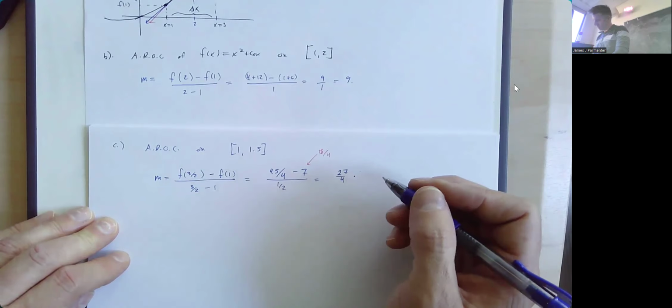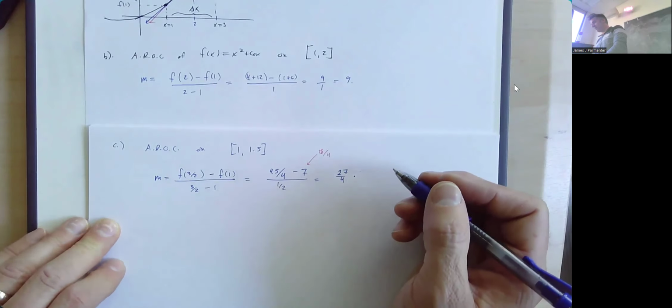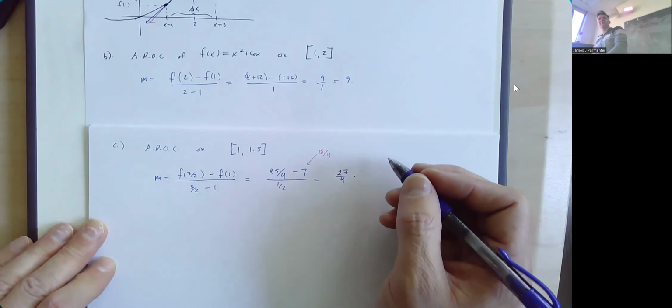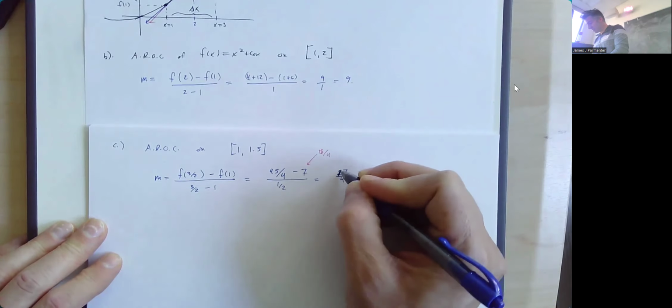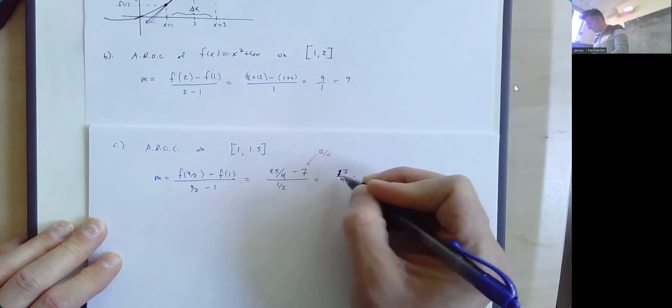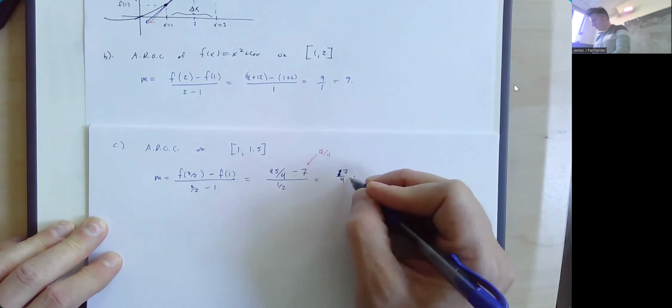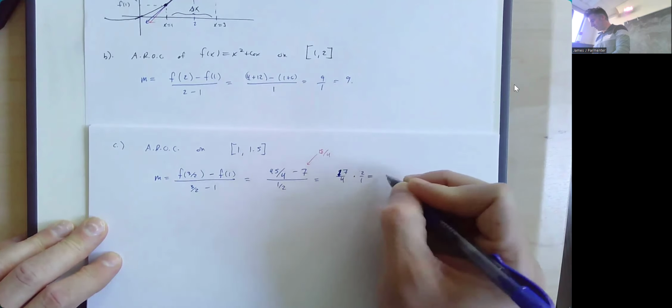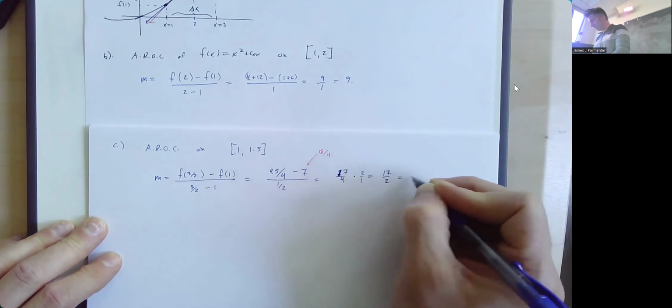Oops, did I make a mistake? I did make a mistake. 45 minus 28 is not 27. 45 minus 28 is 17. Sorry about that. It's good to be careful. And then we're multiplying by 2 over 1. That ends up being 17 over 2, which is 8.5.